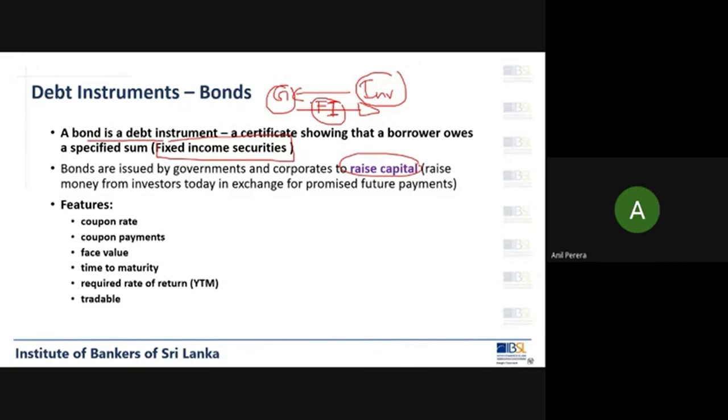In a bond instrument, which means in a fixed income security, we have some important features. What are these features? It has a coupon rate. Coupon rate means a kind of interest rate. Based on this interest rate, you get a coupon payment, that is basically cash. So in a bond, you get cash income.